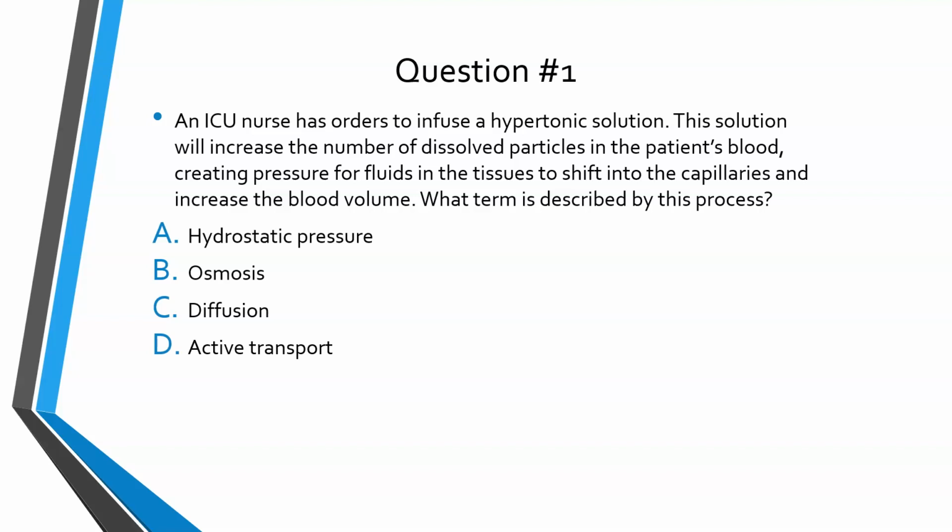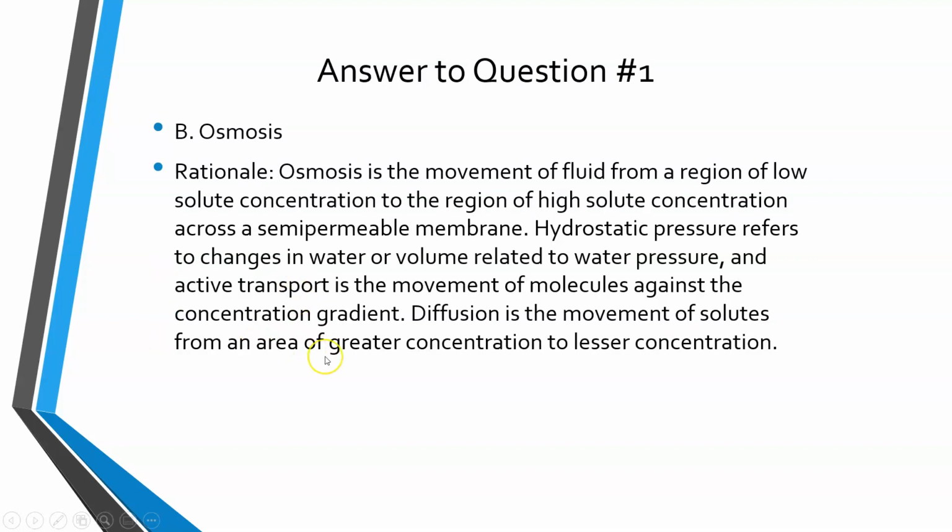So again, we're talking about a hypertonic solution that is going to pull water out from the cells into your extracellular fluid, and that's going to be a shift known as osmosis. Osmosis, again, is movement of fluid from a region of low solute concentration to a region of high solute concentration. So if a patient doesn't have a lot of fluid in the extracellular space and you give them a hypertonic solution, it's going to pull more fluid from the intracellular to the extracellular, moving from a low solute concentration to one of high across the semipermeable membrane.